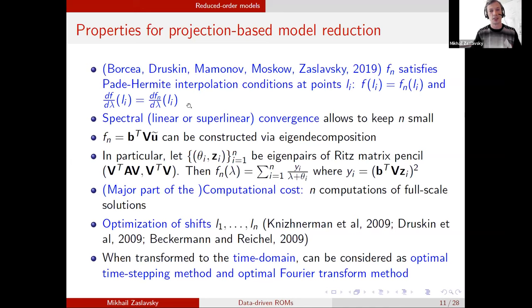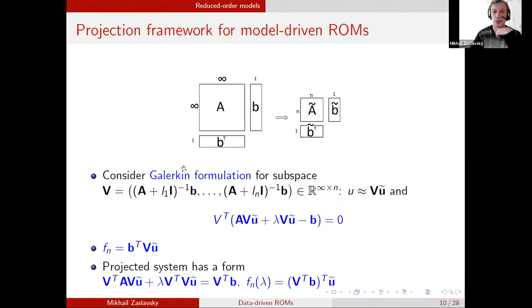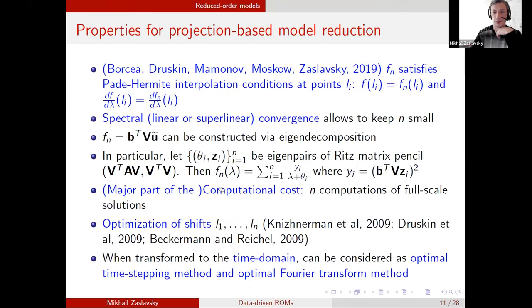Then this function fn, the approximant of the transfer function, can be computed by eigendecomposition exactly, which is shown here. So it just shows that it is a rational approximant of the true transfer function, with some poles and residues, theta i and yi. So what's the cost of doing that? The cost is essentially computation of our projection subspace, because this eigendecomposition is of a small matrix, so its cost is quite small, but we do need to compute that subspace V. So we need to solve n small forward problems in order to compute it.